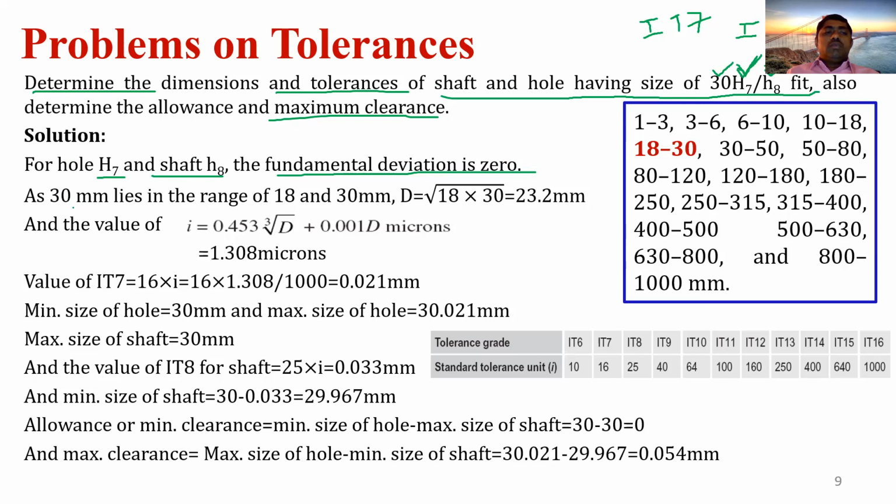As the basic size 30 mm lies between 18 and 30 mm, we choose 18 as the minimum diameter and 30 as the maximum diameter. Using this minimum and maximum, we calculate the capital D value as we have seen in the previous slide's formula. Capital D is equal to the square root of capital D minimum multiplied by capital D maximum.